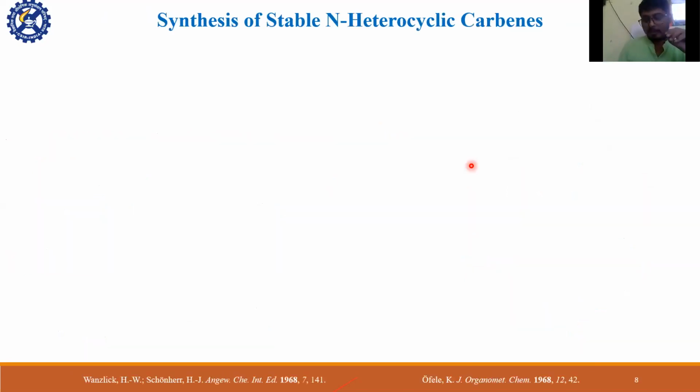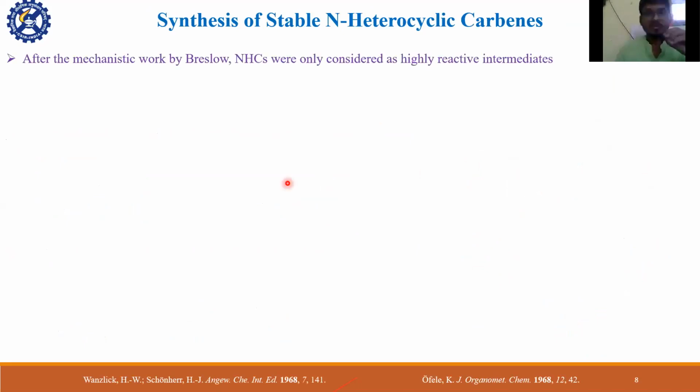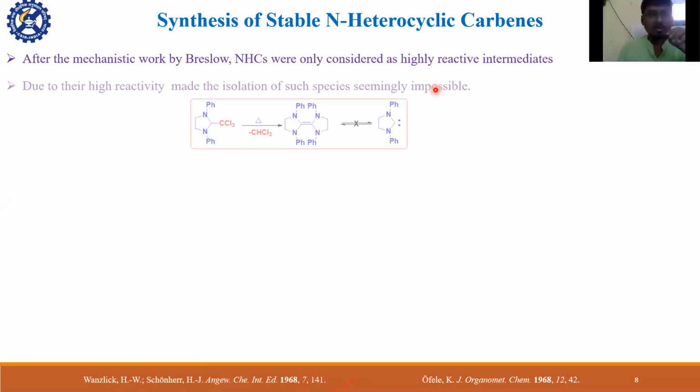Later, on the mechanism of these reactions, we know this intermediate is highly reactive, but no one was trying to isolate it. For this reason, if a carbene is formed, it is highly reactive and forms dimer products, so it is not possible to isolate these molecules.